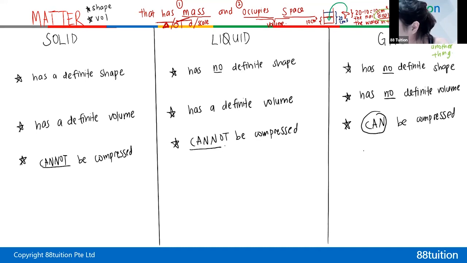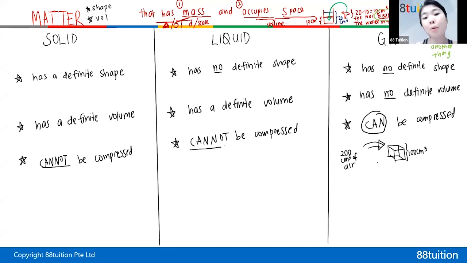So if I have a container that is 100 cm cube, the size of this container is 100 cm cube. I'm going to pump in 200 cm cube of air. Will the air be able to fit inside the container, Wen-Xin? Yes, it can, because the air can be compressed.